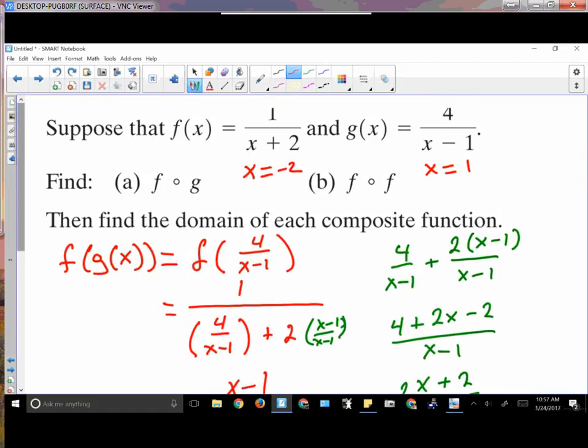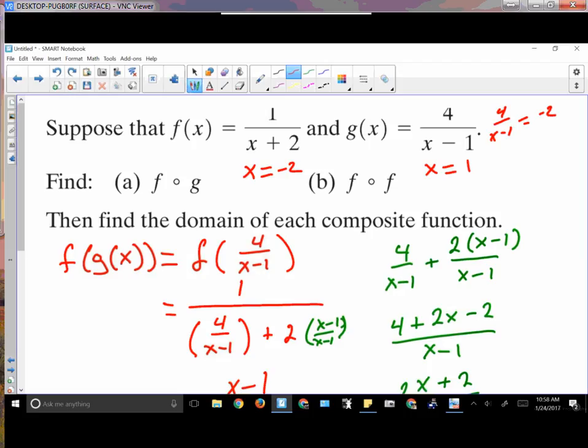I know that I can't put 1 in here, right? I know I can't put in -2 here. So one of the ways that you could really do this is you want to solve for 4 over x minus 1 is equal to -2. What makes that equal to -2? Does that make sense?